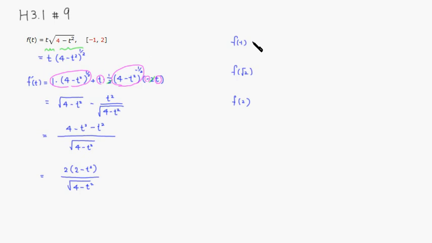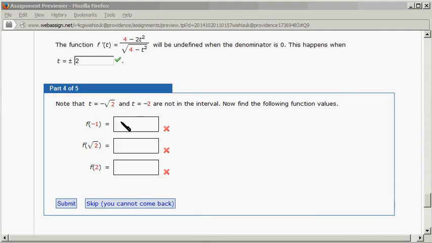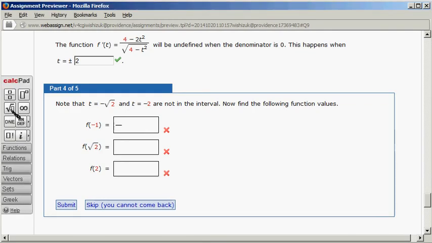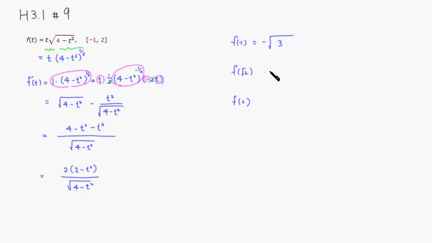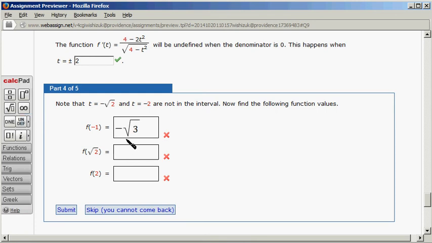f of negative 1: put negative 1 here, so it's a negative, and the square root of 4 minus negative 1 squared, so it's going to be the square root of 3. Let's type that in. So that's negative square root of 3. And f of square root of 2: put square root of 2 there, then the square root of 4 minus the square root of 2 squared, so that's going to be 2. So that's 2. Let's type that in.